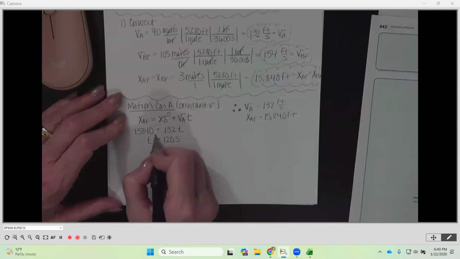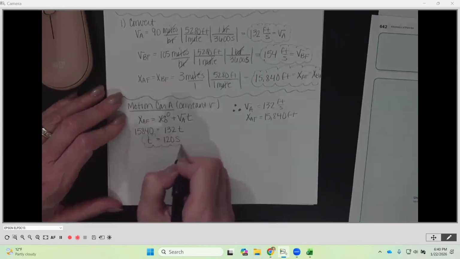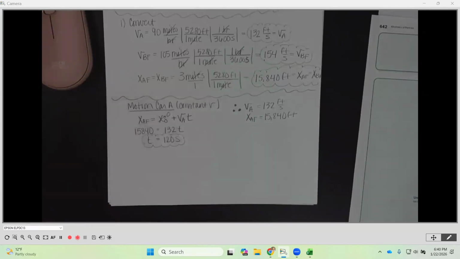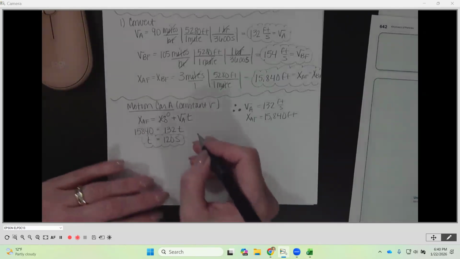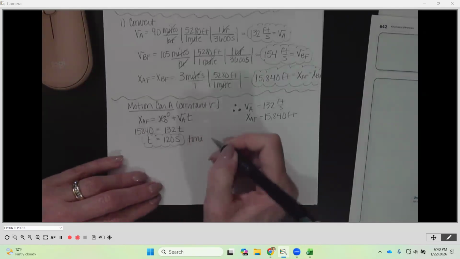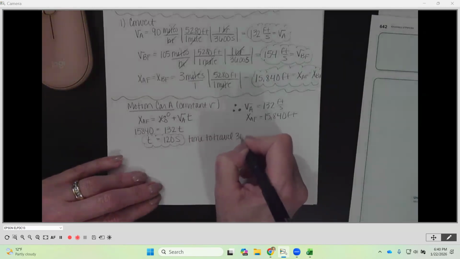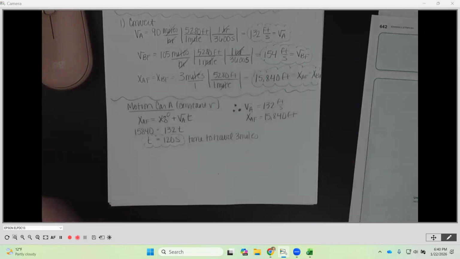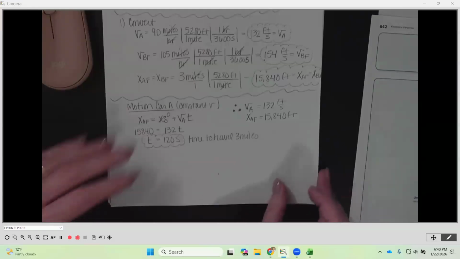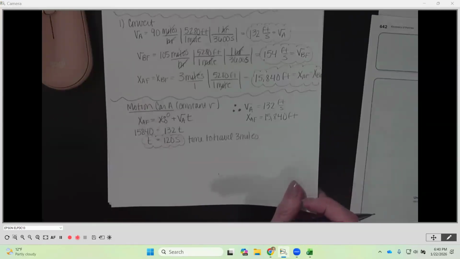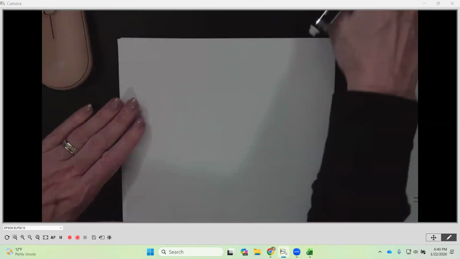120 seconds. Now, it's not asking us for that time as an answer, but we're going to need it. So this is the time to travel the 3 miles. It's at the end of the path for car A. Any questions so far? All right. If not, then let's look at the motion of car B. Motion of car B.